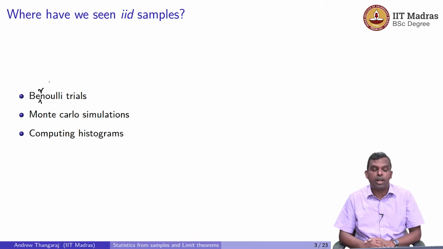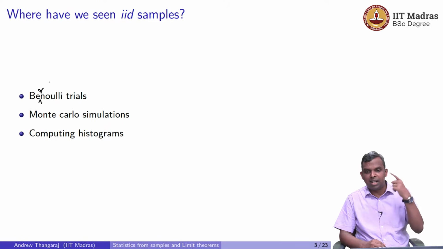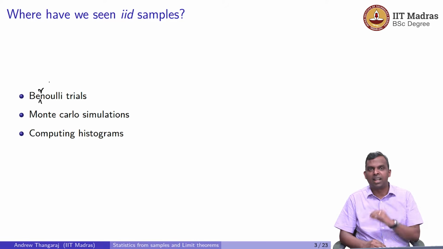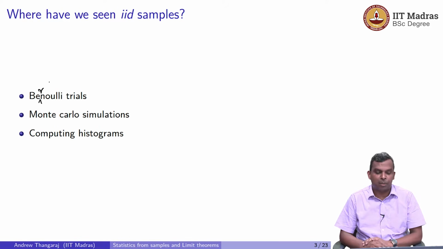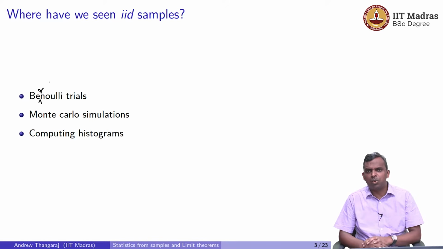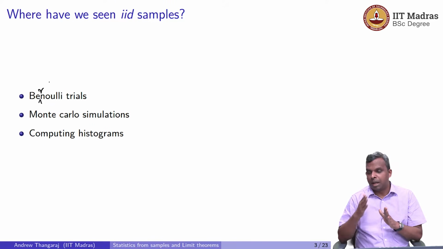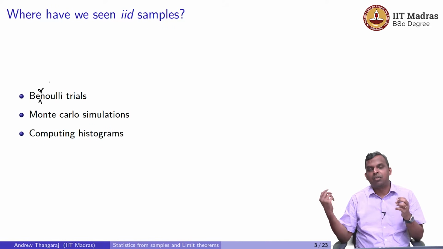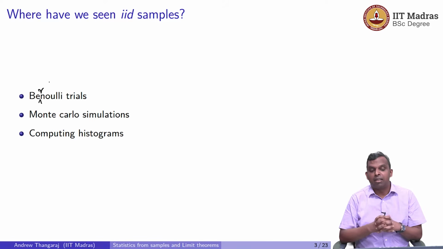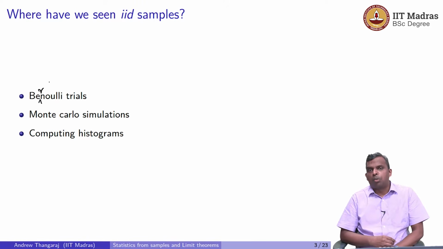Another place where we saw it was Monte Carlo simulations. So even there again, we would run a probability experiment over and over again and try and find out something about it. And the third part, maybe you never thought of it as an i.i.d. sample, but we worked with data, samples from the data, and then we computed histograms, and even there we were using i.i.d. samples.